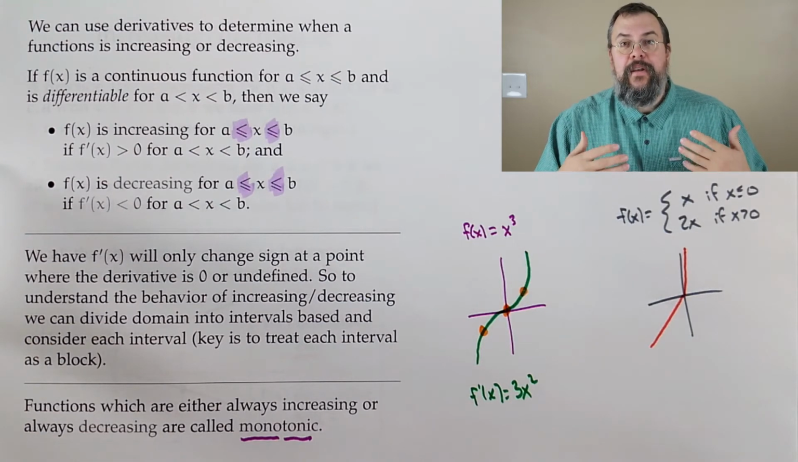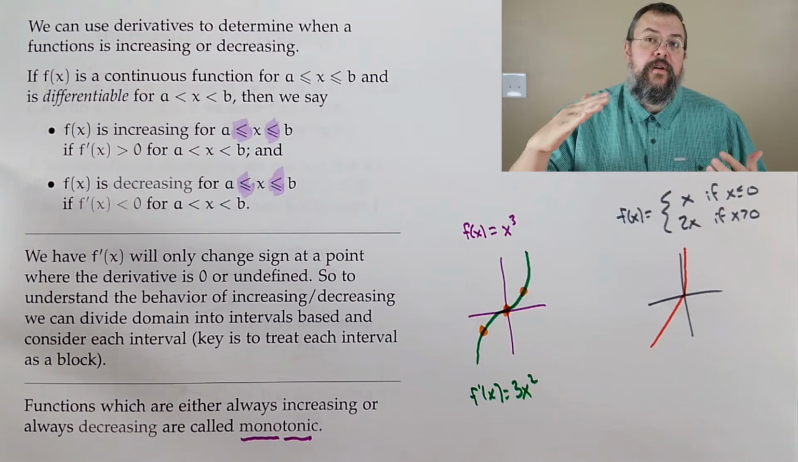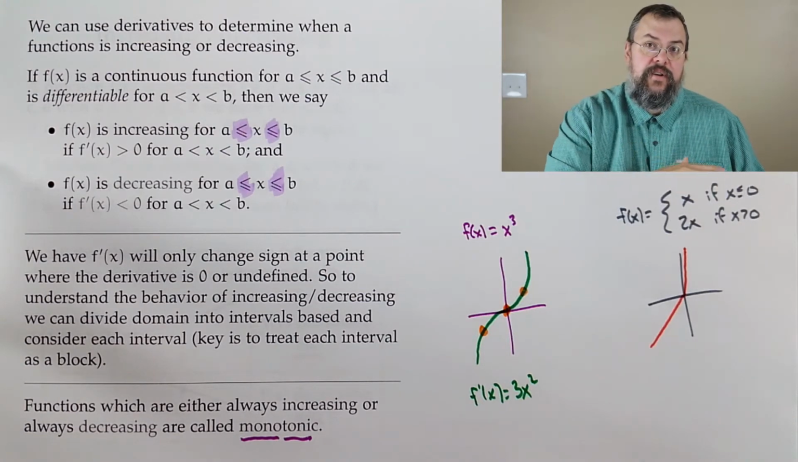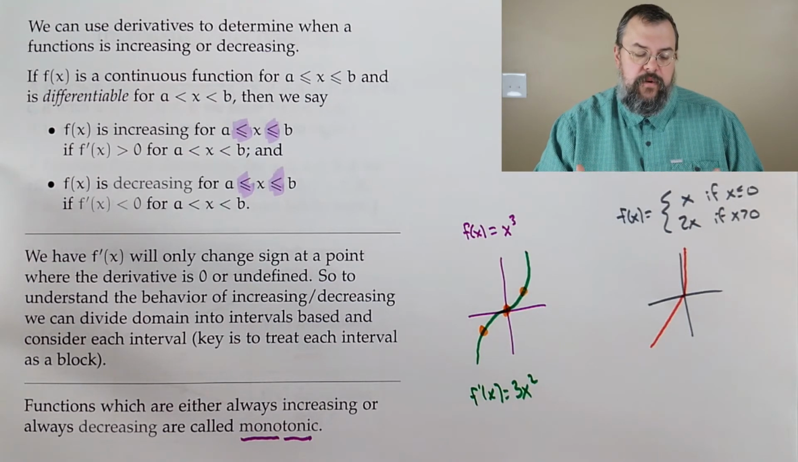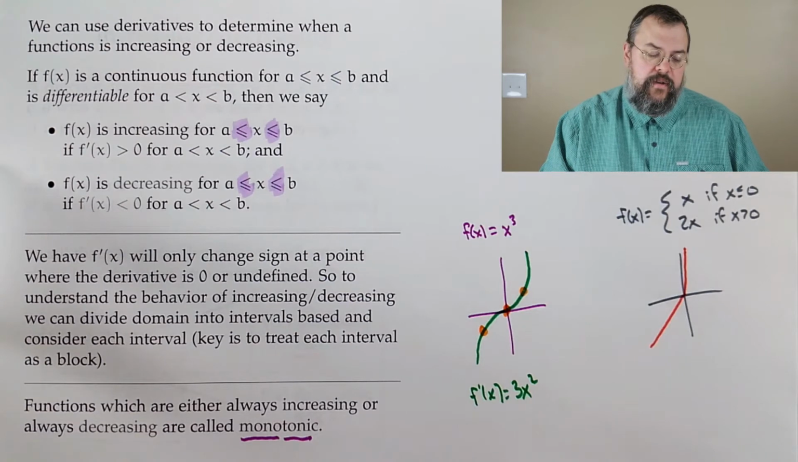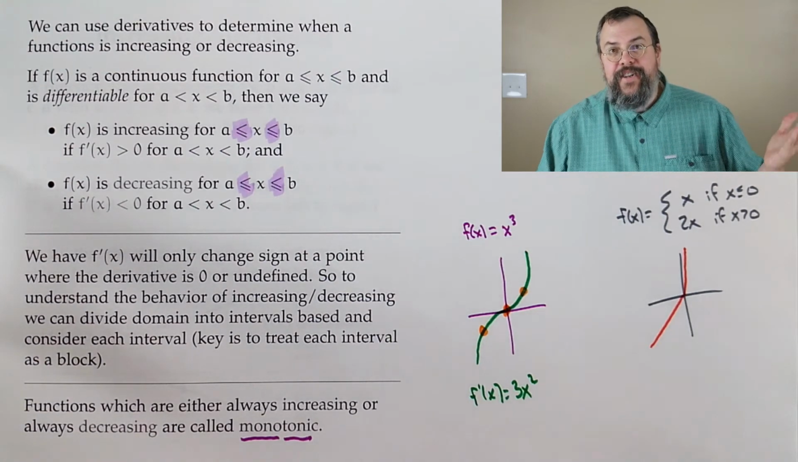So when we say something is monotonic, what we mean is it's always going in one way. So it's always increasing or it's always decreasing. So if you hear us use the phrase, something is monotonic, it just means always either going up or always going down. All right, so how do we actually do this?